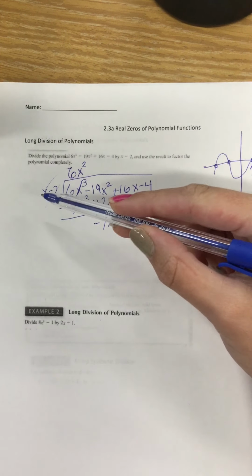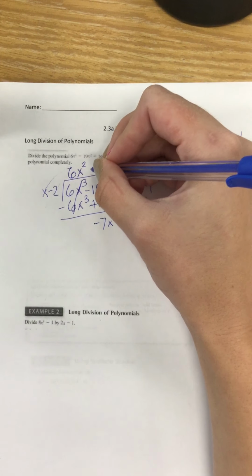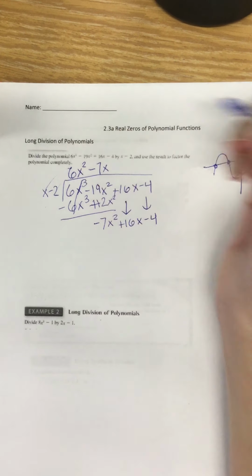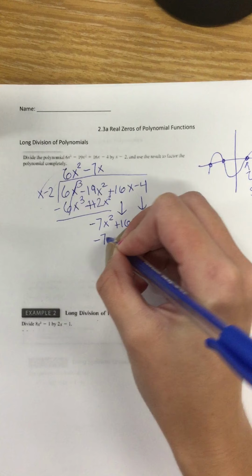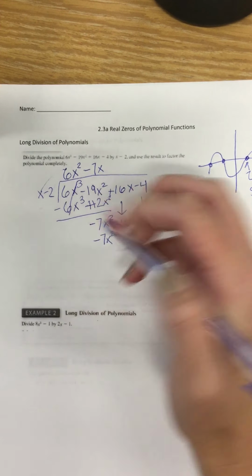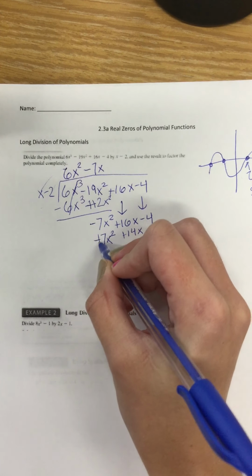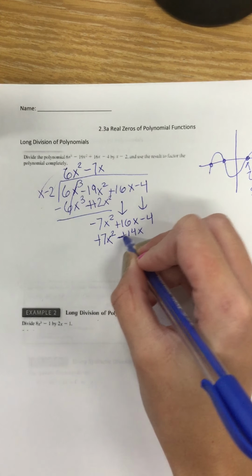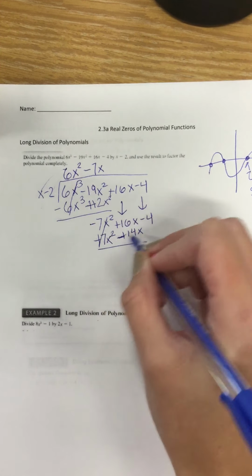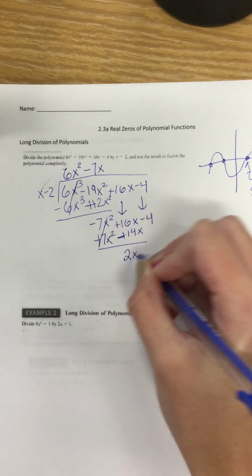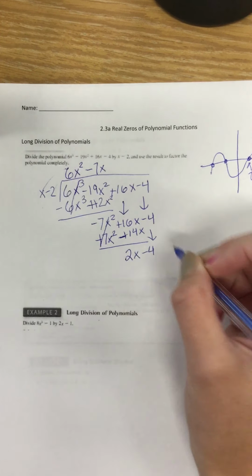So now we're looking at what do I need to multiply x by to get negative 7x squared? So the answer to that would be a negative 7x. So we get negative 7x squared. We also multiply here, we get positive 14x, and we go through and we change the signs because we are subtracting. So these go away. 16 minus 14 is 2x. We bring down the minus 4.